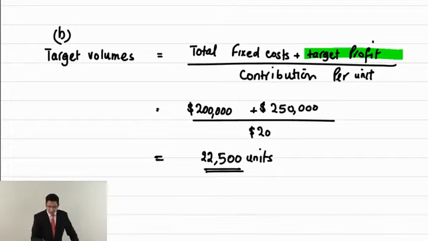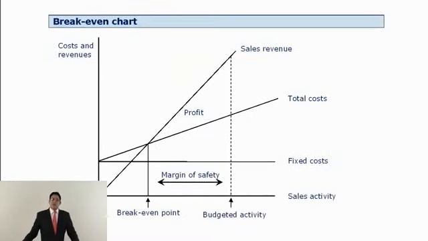Now let's have a look at some charts, basic charts. Right, break-even chart to start with, which is very simple. You've seen it already probably in F2, so maybe 5 minutes of review will be sufficient. X-axis represents budgeted activity, and Y-axis represents costs and revenues.